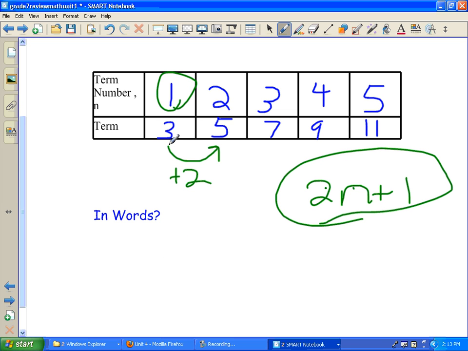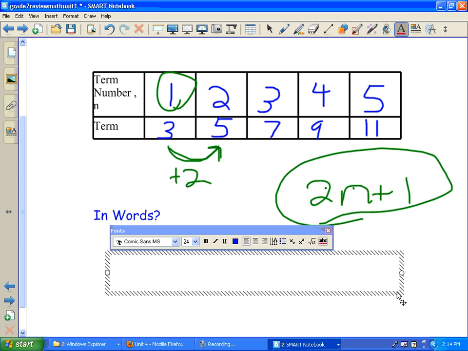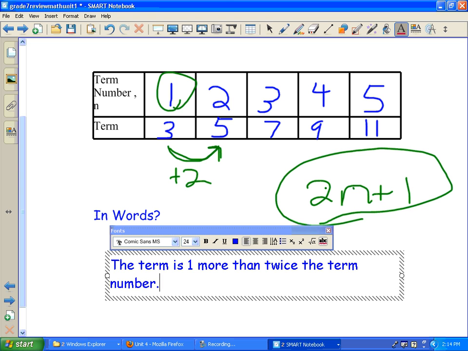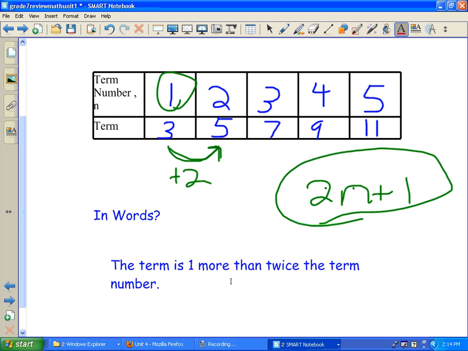In words, you can say that the term is going up by 2 each time, or we could put it in complete words and say that the term is 1 more than twice the term number. And there would be our answer for that one, because the term is 1 more than twice the term number.